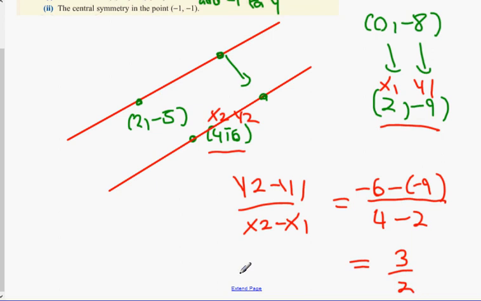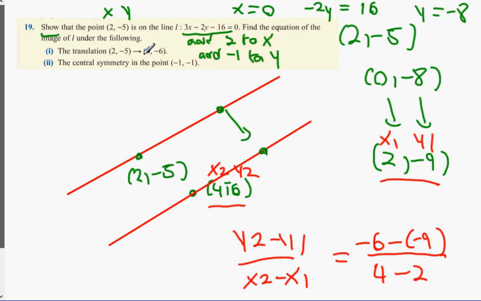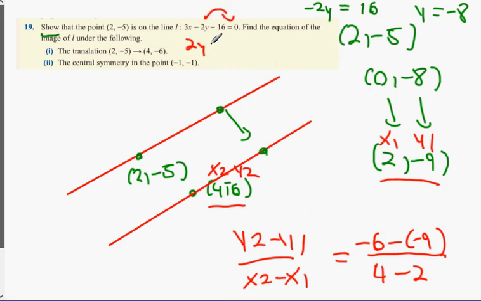Okay? Now, just out of interest, is that the same slope as the one that we just did? We can figure that out, can't we? Is that the same as the slope of the original line? Bring 2y on its own. 2y equals 3x plus 16. Divide by 2. Y equals 3 over 2x plus 8. Is that one also 3 over 2? Yes, it is. So, bottom line, when you translate points across, the slope of the line is maintained. Do you understand that? Because they all get changed over by the same amount.